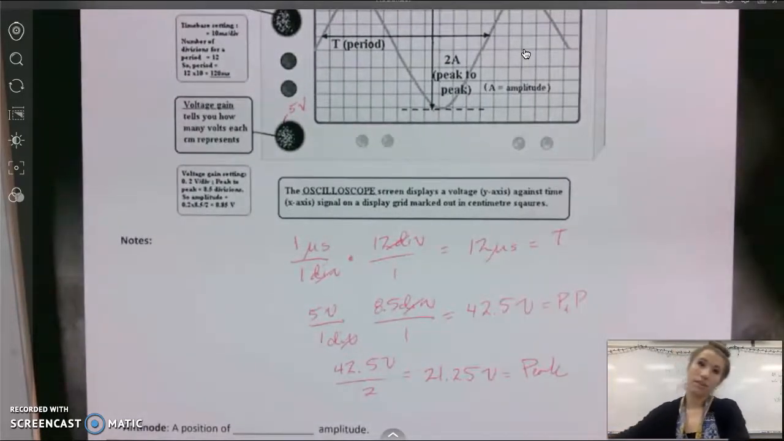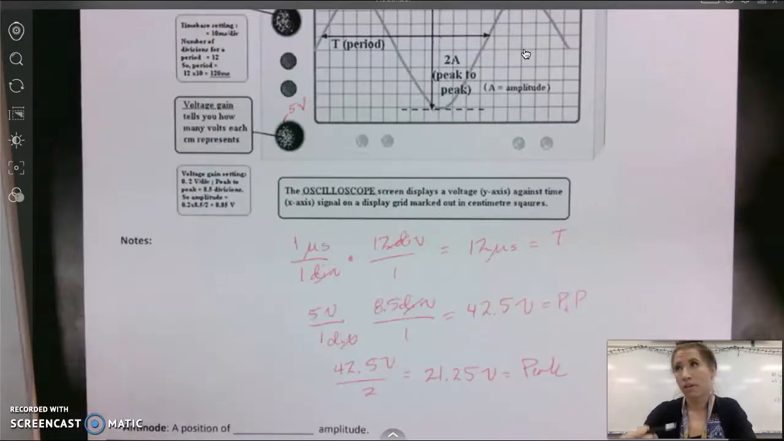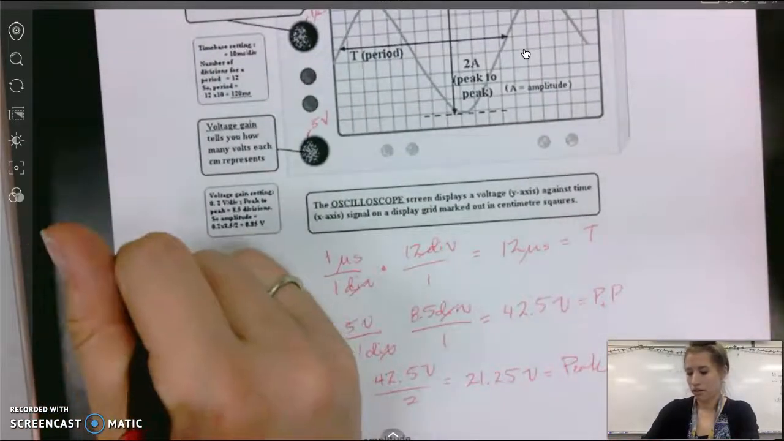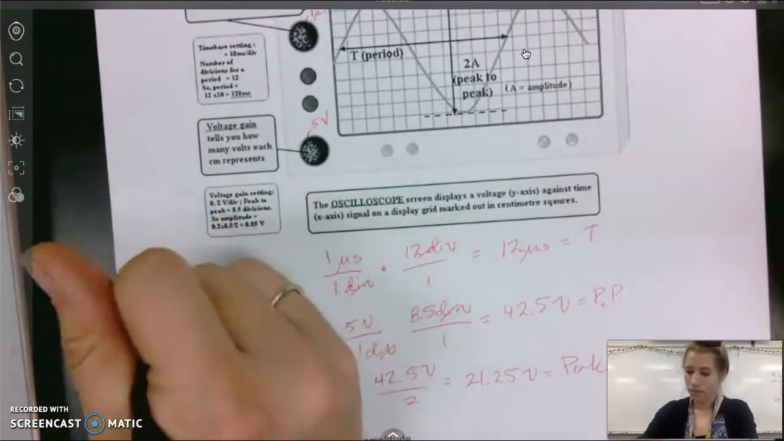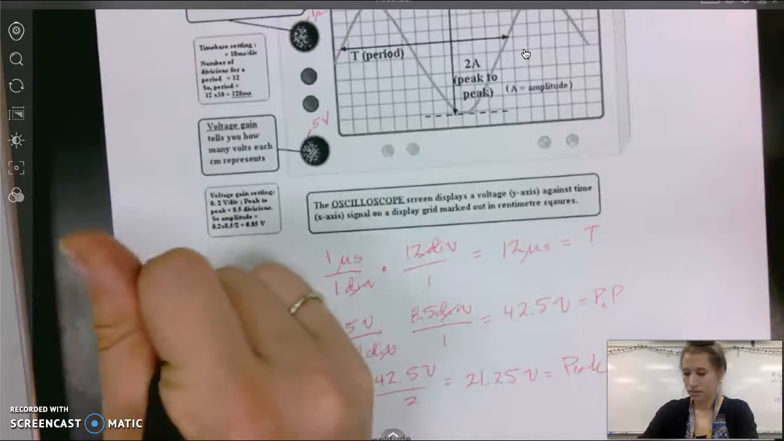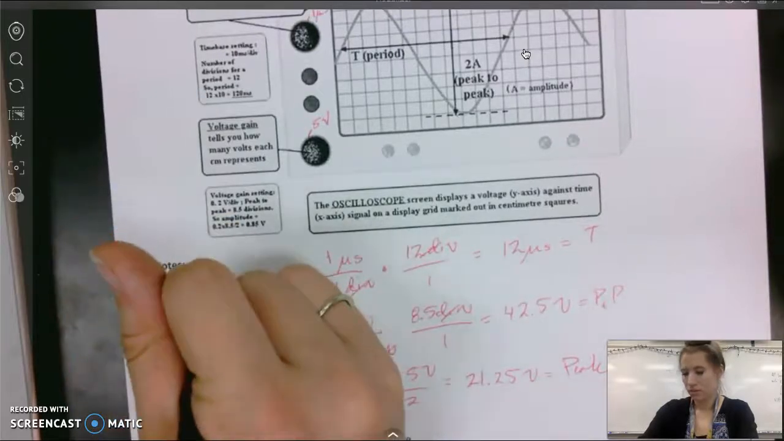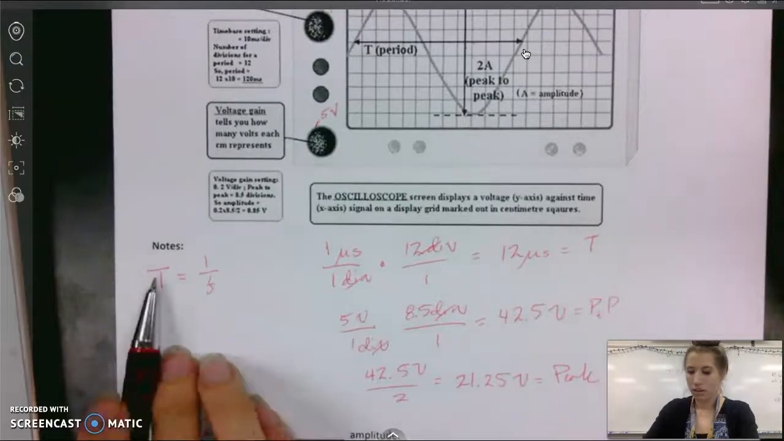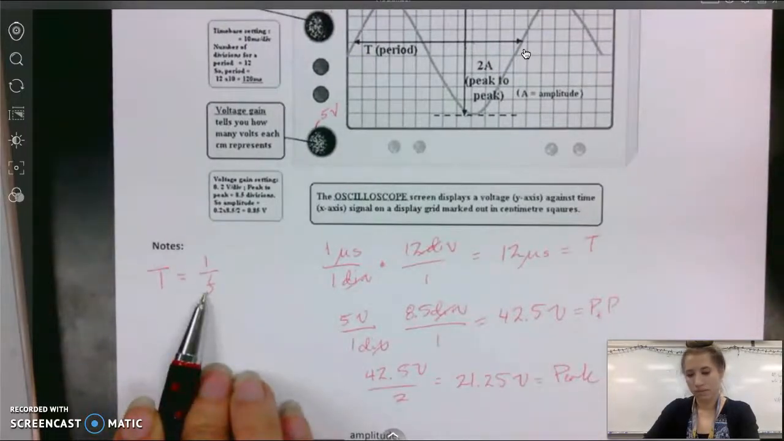Okay, now the last part of this, we know volts, we know period, right? And so we can figure out the frequency from the period. So we have period is equal to 1 over frequency. We know this, we're going to solve for that.